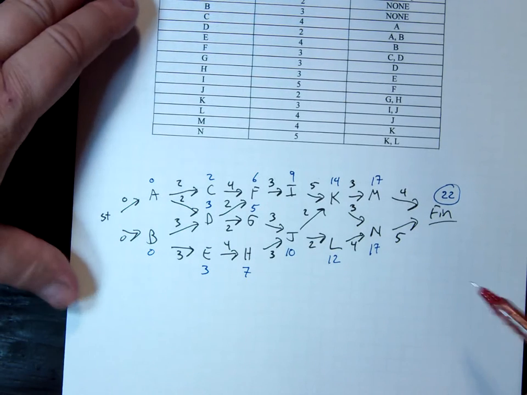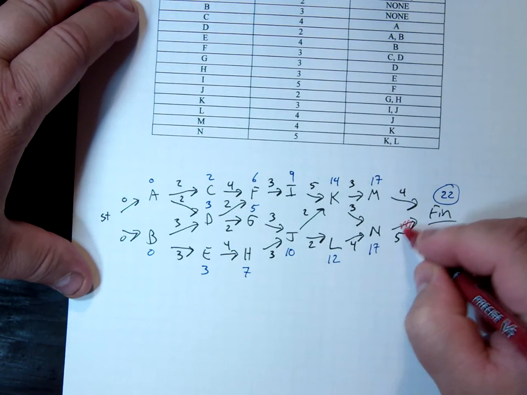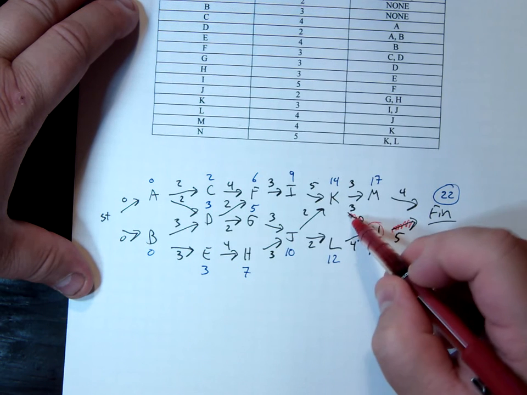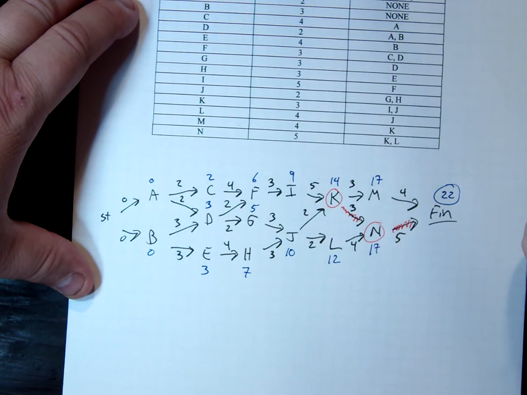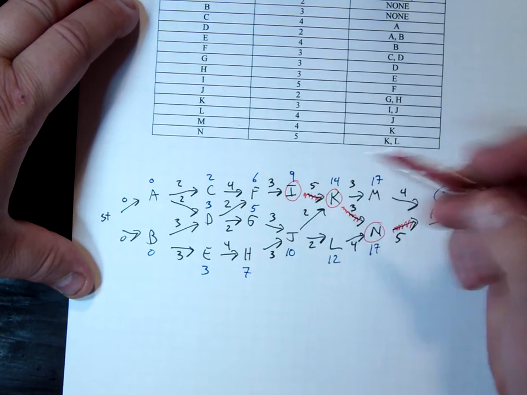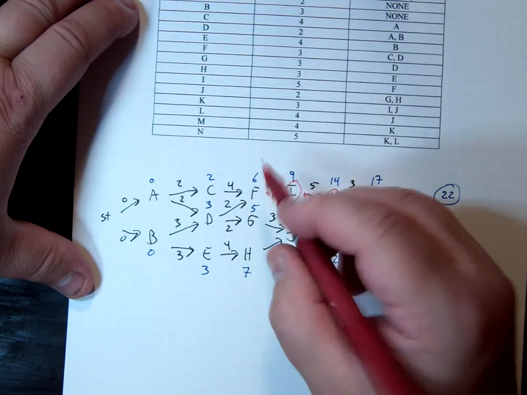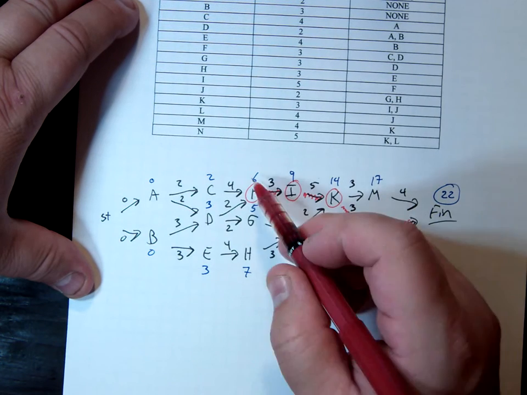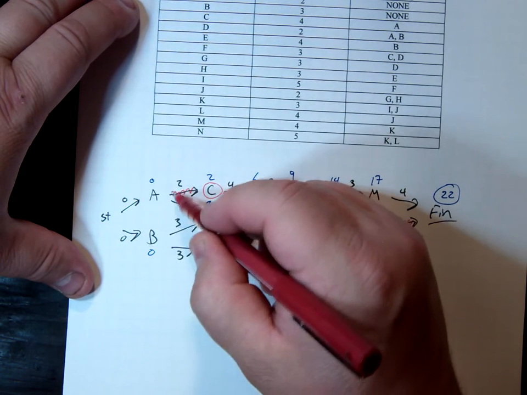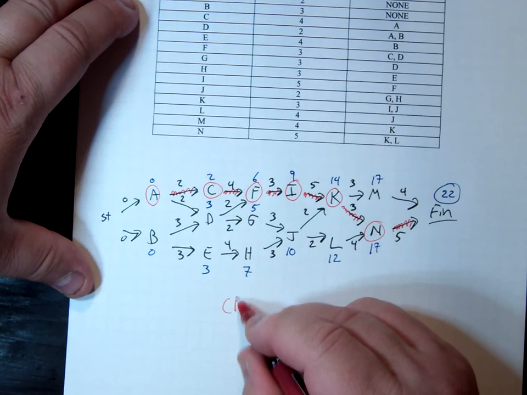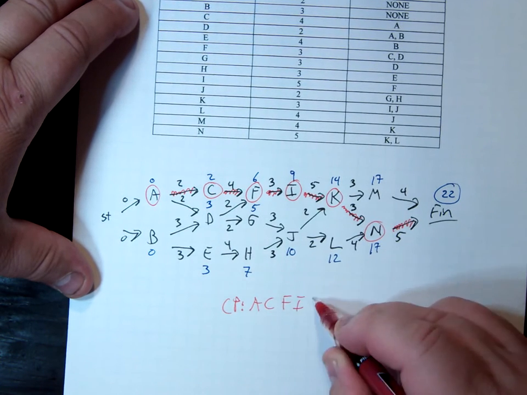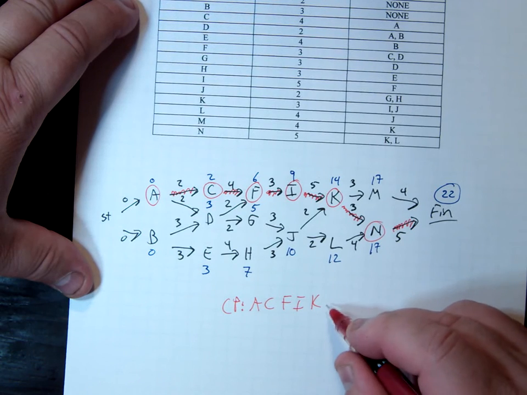What's the critical path? Well, the 22 came from the 17 and the 5, so N. The 17 came from 14 and 3, which was the K. The 14 came from the 9 and the 5, I. The 9 came from the 6 and 3, which is F. The 6 came from the 2 and the 4, C, and the 2 came from A. So your critical path for this one: A, C, F, I, K, N.